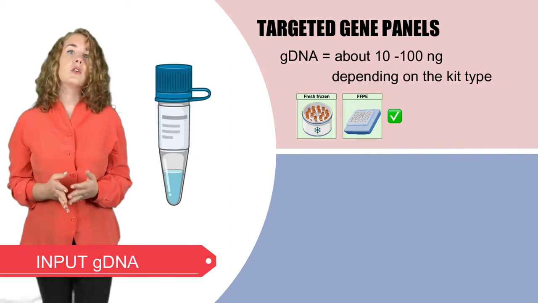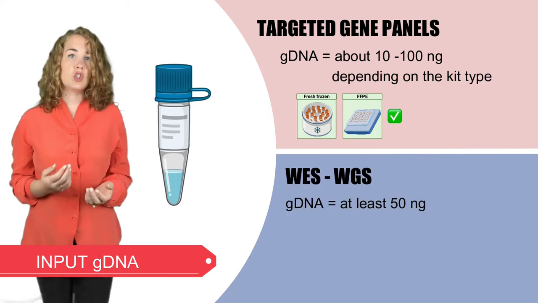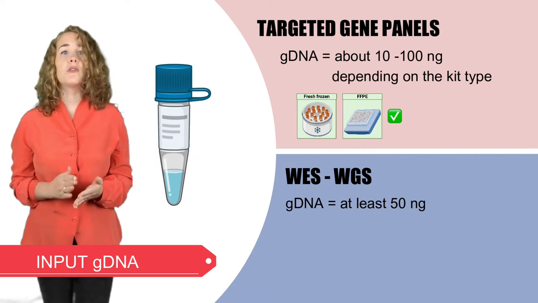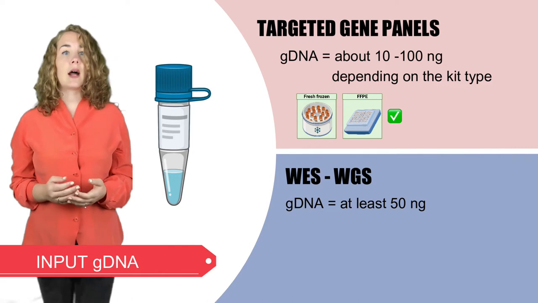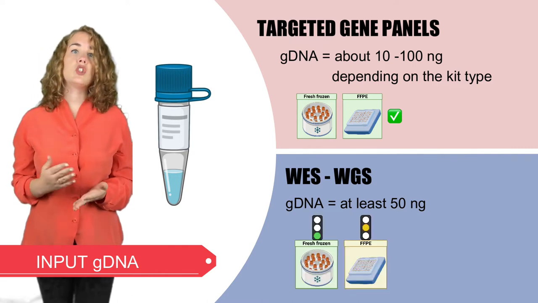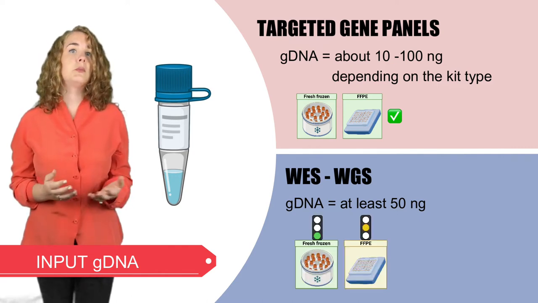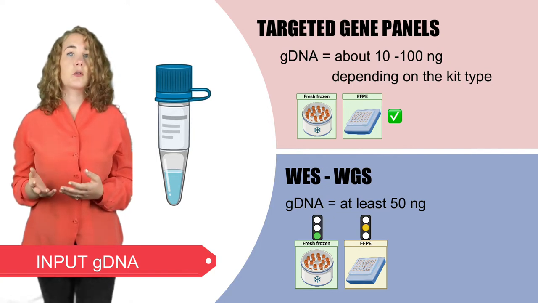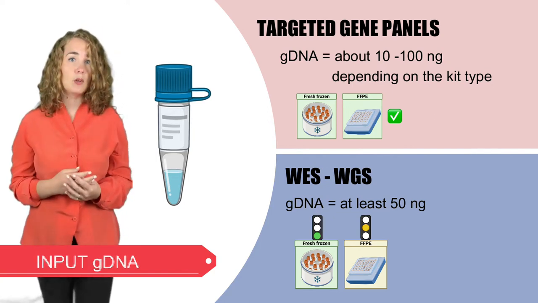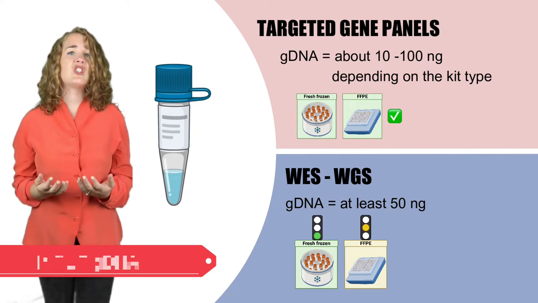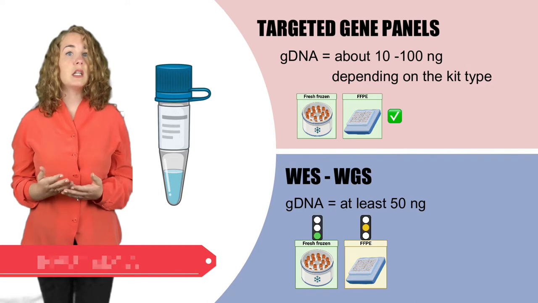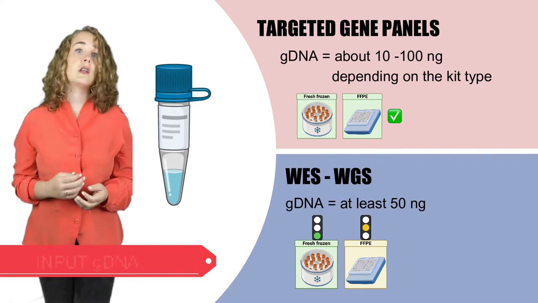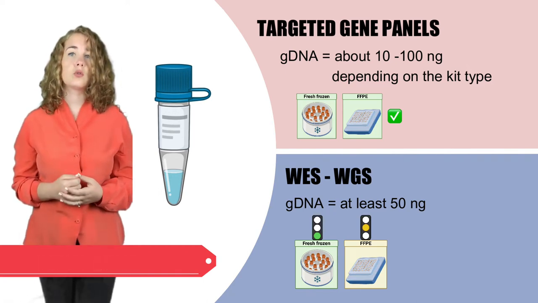On the other hand, for whole exome sequencing and whole genome sequencing, a minimum amount of 50 nanograms of gDNA is usually recommended. There are whole exome sequencing and whole genome sequencing library prep protocols optimized for DNA extracted from formalin-fixed paraffin-embedded samples. Still, this workflow can be challenging, primarily when the DNA is extracted from stored specimens in retrospective series, due to the sequencing artifacts introduced by formalin fixation.